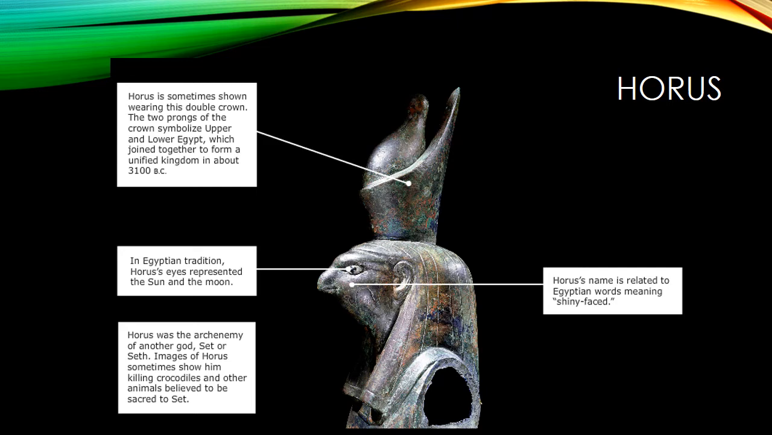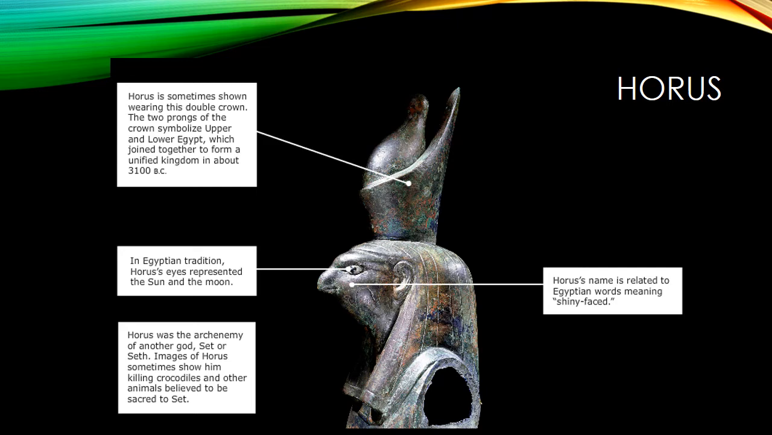Horus was the archenemy of another god, Set or Seth. Images of Horus sometimes show him killing crocodiles and other animals believed to be sacred to Set. Horus's name is related to Egyptian words meaning shiny-faced. So this is just one of their gods that they worship. Again, his name is Horus, and it just shows you how there was a backstory, a full, rich narrative to their religion. It's not just something that they threw together.